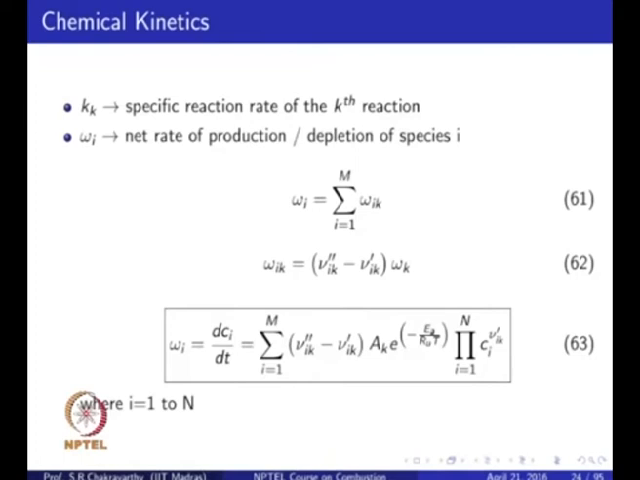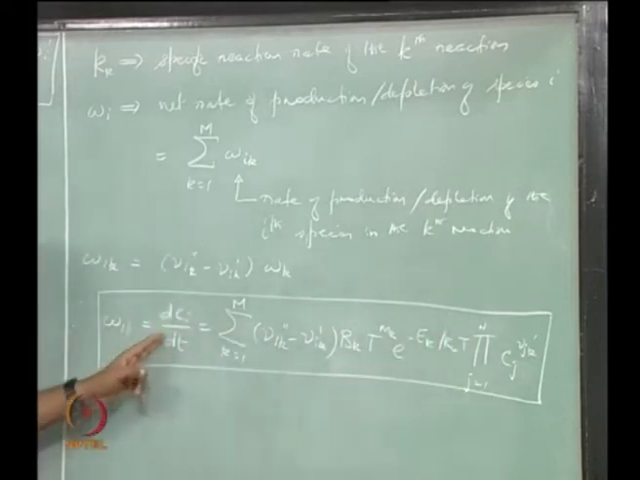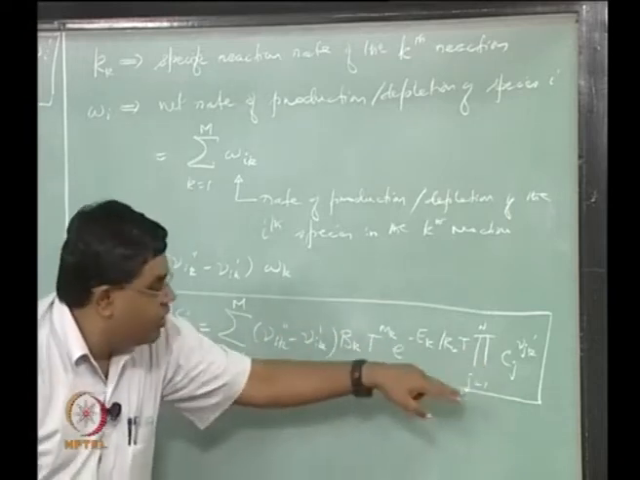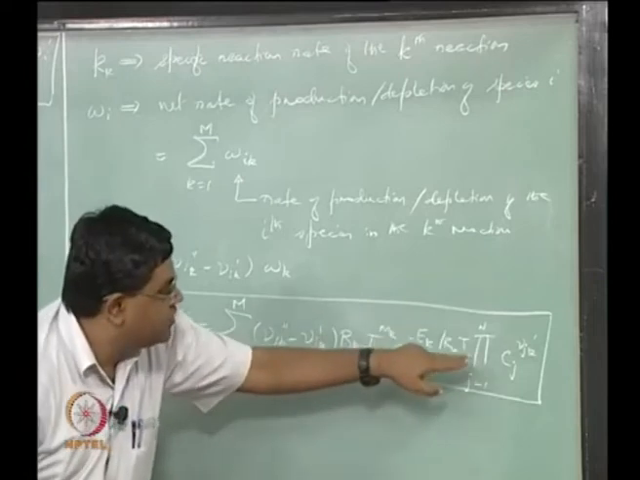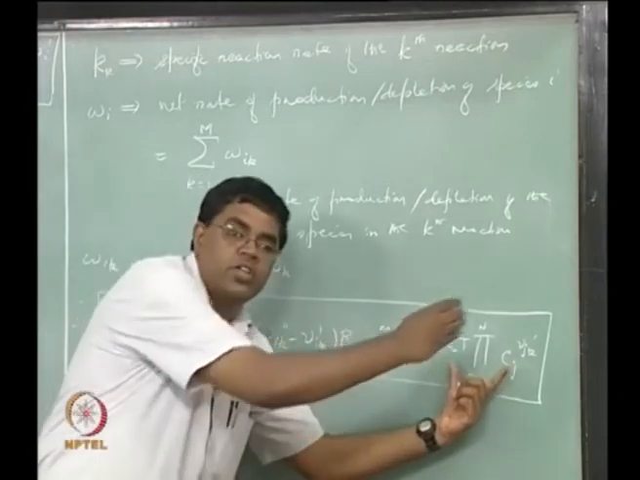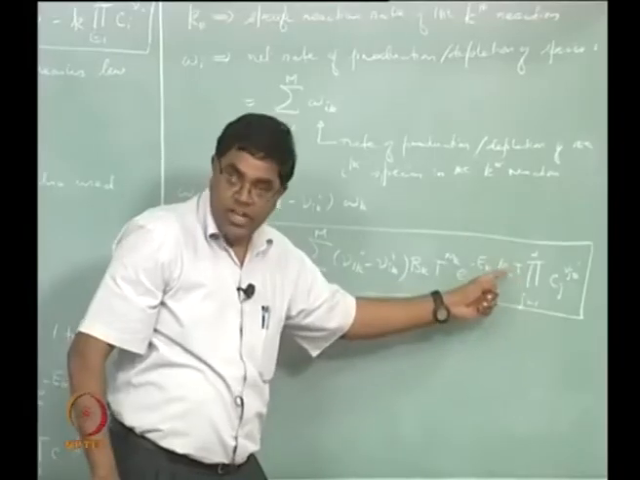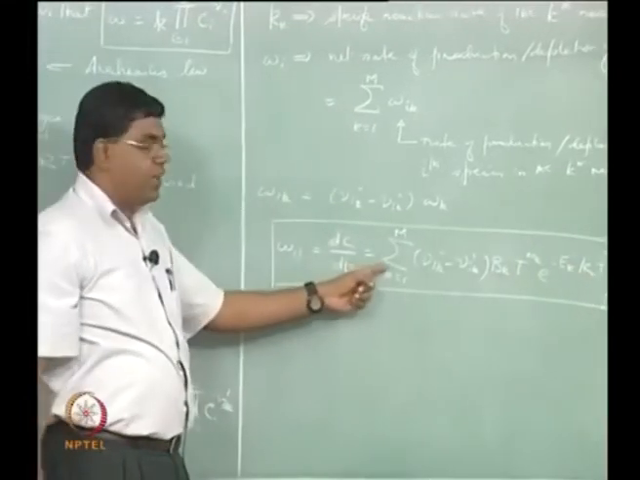What do we have here? You now say dci over dt is equal to a lot of things all put together. So we just started learning something, and then pretty soon we now have all of them collapsed together in one line. And finally you have dci over dt going all the way. You have a pi j equals 1 to n Cj to the nu jk single prime, which means this contains a product of all the species which are reactants in the kth reaction, and you now sum over all the k reactions.